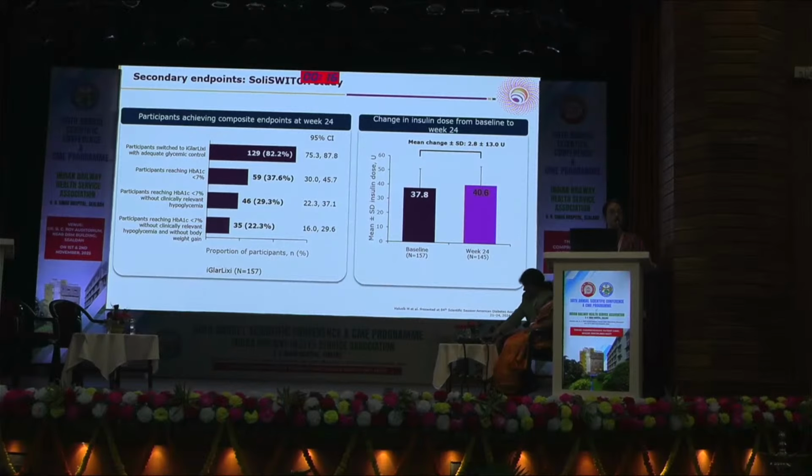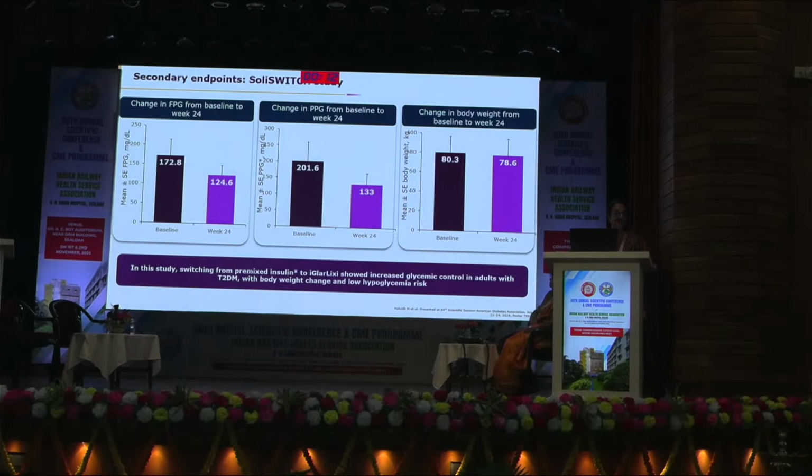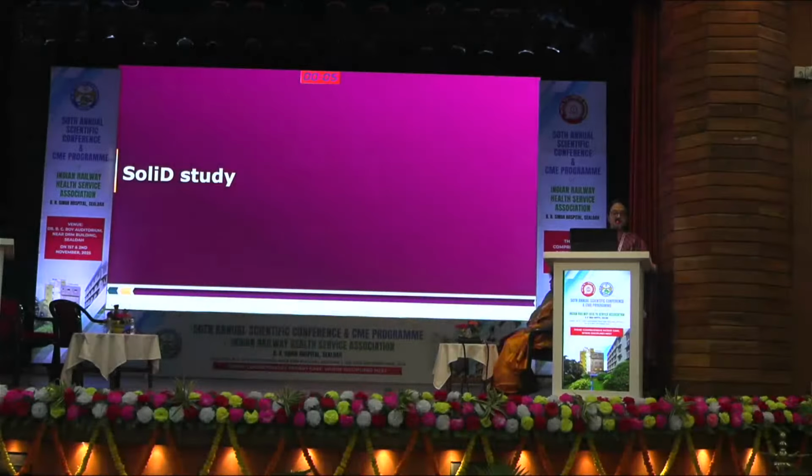So there was a huge reduction in the sugar level, and it was highly effective as well. The fasting sugar level was reduced by 60, and the PP was around 70 milligram per deciliter.